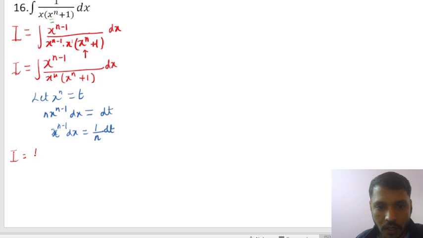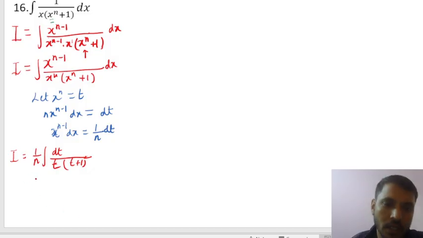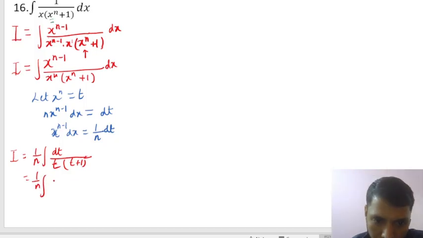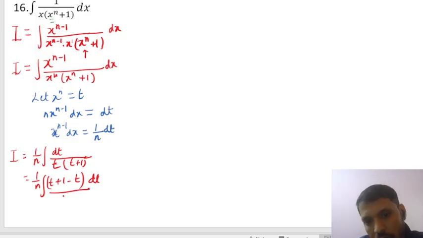So finally we can write I is equal to 1 by n and integration of dt divided by, what is x to the power n? This is t, and here also it is t plus 1. Now here we can apply partial fractions, or we can also apply a shortcut. Means I will write it as 1 by n. The numerator can be written as t plus 1 minus t, because it is just 1 only, right? So in the numerator we replace the 1 with these values, and it is divided by t and t plus 1 as it is.